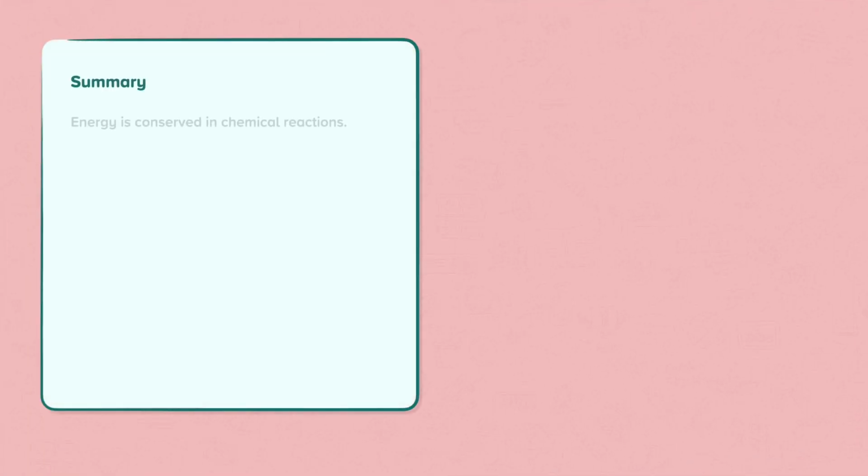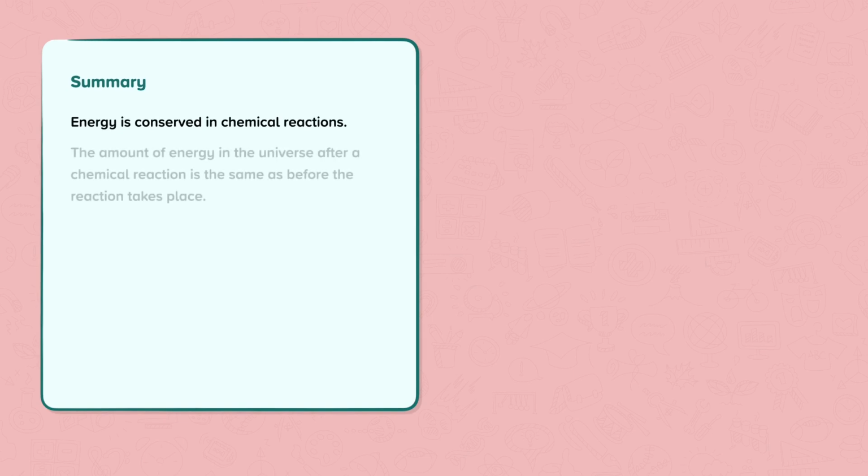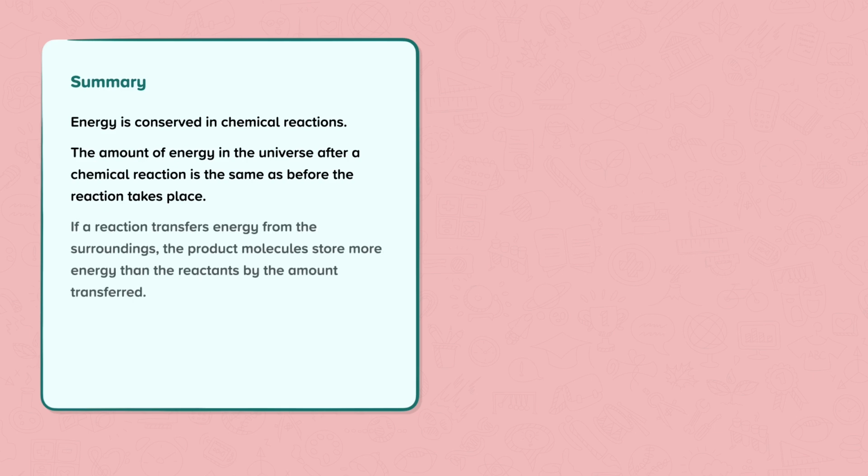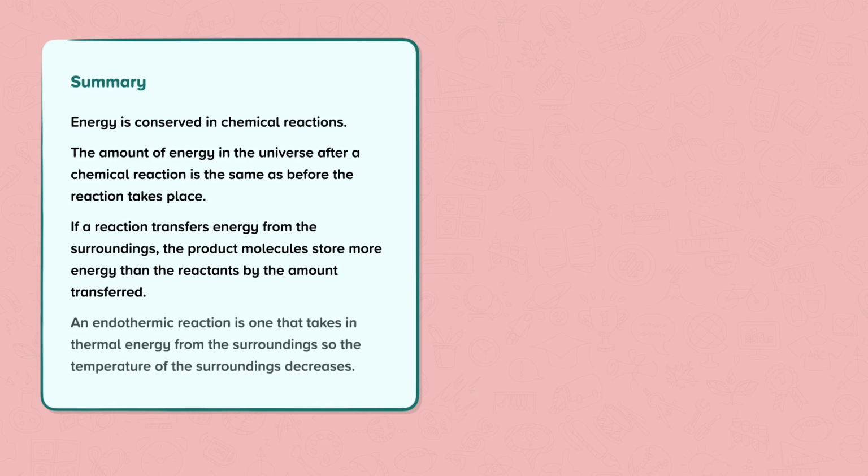In summary, energy is conserved in chemical reactions. The amount of energy in the universe after a chemical reaction is the same as before the reaction takes place. If a reaction transfers energy from the surroundings, the product molecules store more energy than the reactants by the amount transferred. An endothermic reaction is one that takes in thermal energy from the surroundings, so the temperature of the surroundings decreases.